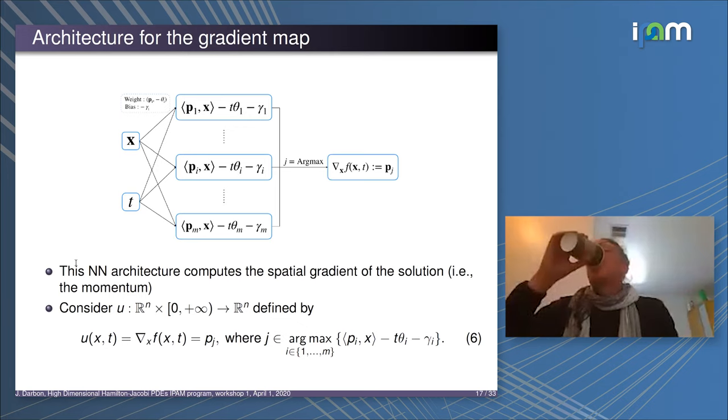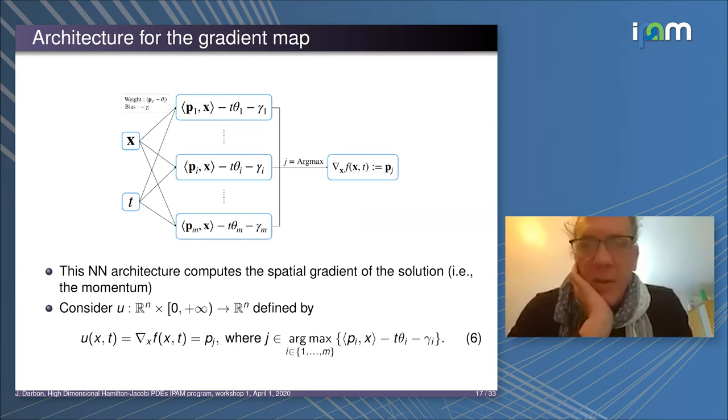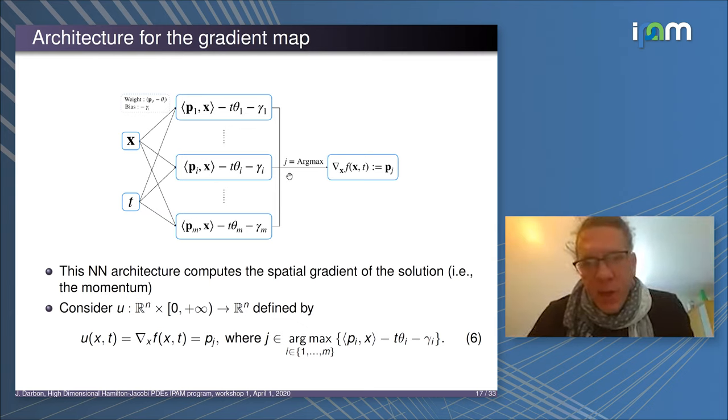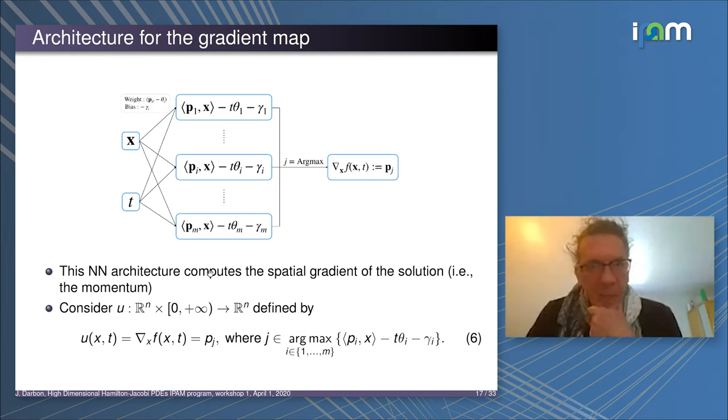So as I mentioned before, we saw that when we consider the element of the neuron that realizes the maximum in the max pooling, it gives you the gradient. So here we just take the same architecture, but we replace the max pooling by considering the neuron that realizes the maximum. And so every time you give me XT now, I'm going to consider the spatial gradient of F with respect to X. So this neural network essentially intends to compute the spatial gradient of the solution of the Hamilton-Jacobi PDE. The spatial gradient actually will give you the momentum. So mathematically, you define a map that takes X and T and gives you back the gradient in Rn. And it's defined as follows.